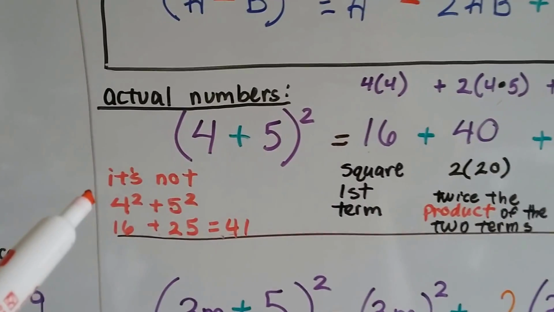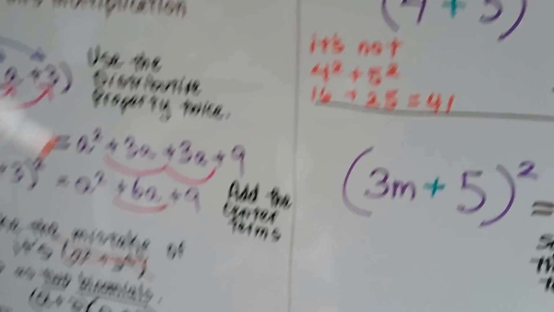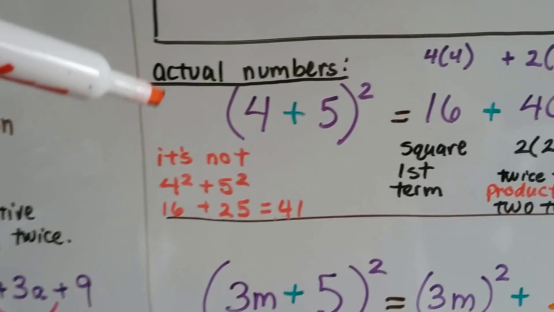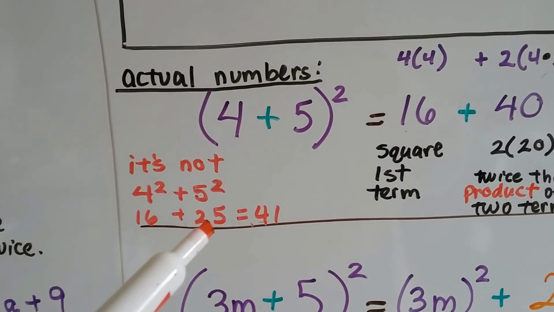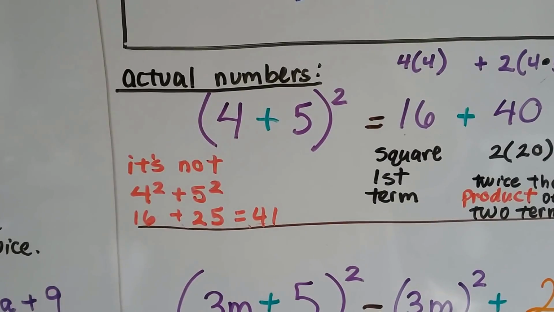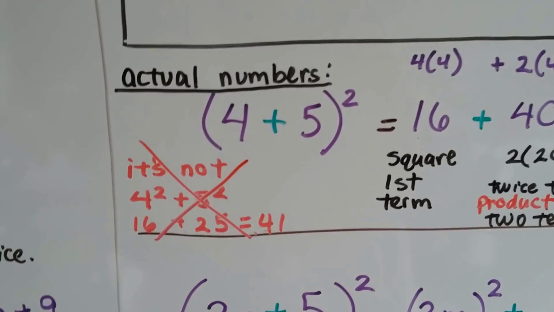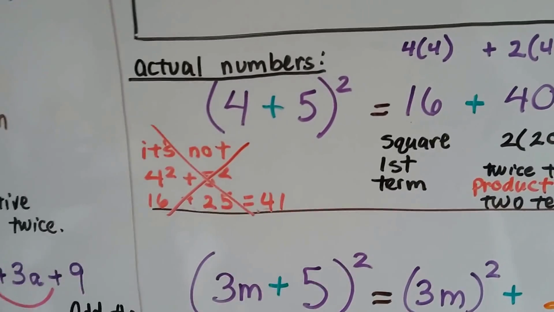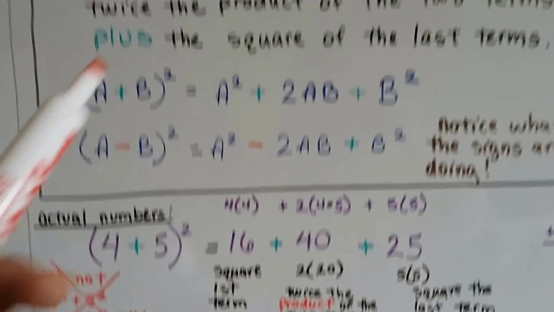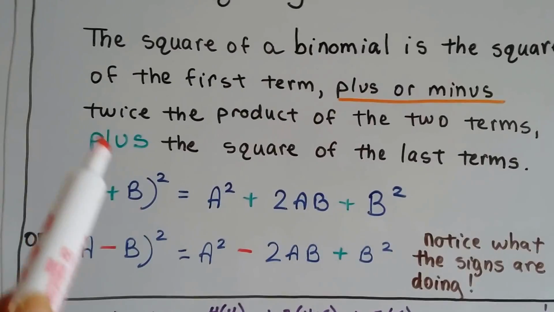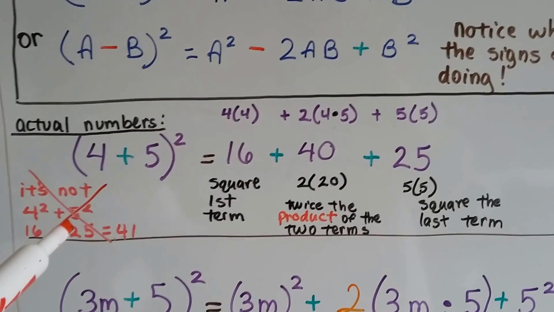Now, if we looked at this as 4 squared plus 5 squared, like we were talking about down here where I said it was wrong, 4 squared is 16, and 5 squared is 25. 16 and 25 equals 41. That's not 81. Something's wrong, isn't it? So it's not 4 squared plus 5 squared, okay? We're missing the center. We're missing a 40 in the center because we didn't FOIL or we didn't square the binomial correctly, okay? We have to plus or minus twice the product of the two terms. That's the center part.